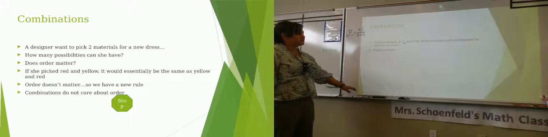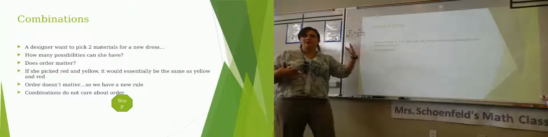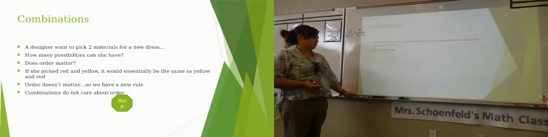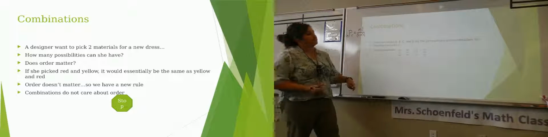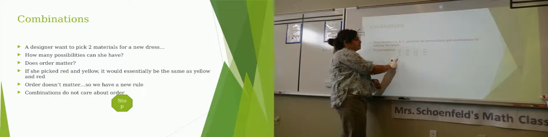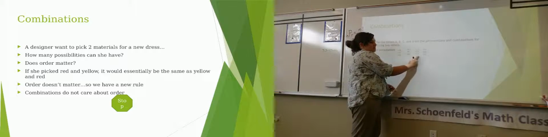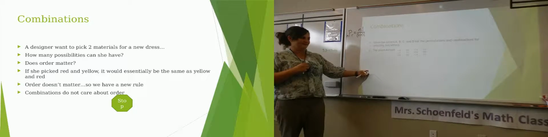So we're just going to list out the different possibilities and see how the lists are different. Given A, B, C, D, list the permutations and combinations for selecting 2 letters. So selecting 2 letters, I could have AB, AC, AD, BA, BC, BD, and the same thing with C: CA, CB, CD, and D: DA, DB, DC.